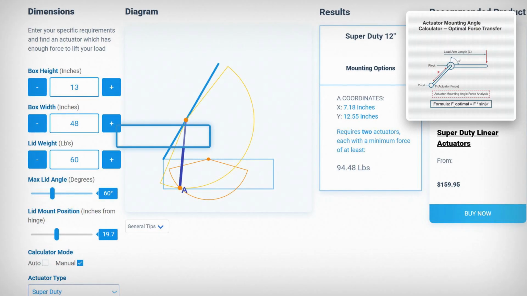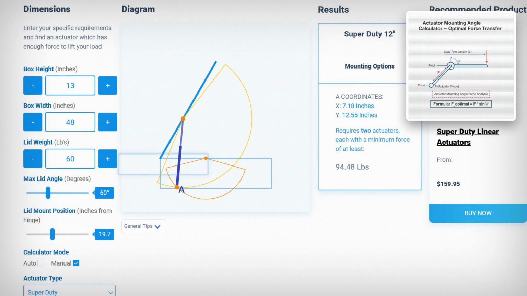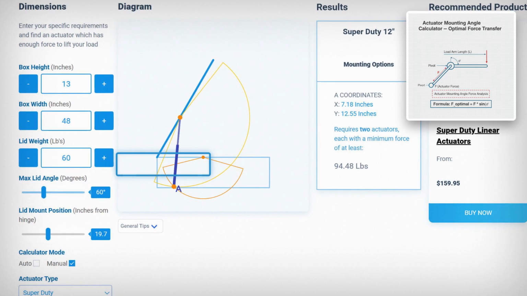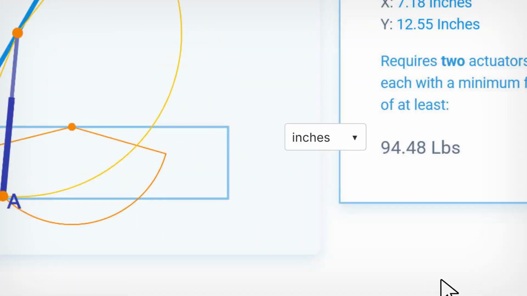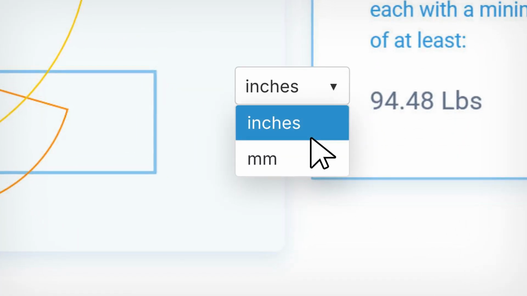Next is the mounting angle theta, where you enter the angle in degrees between the actuator and the load arm. Finally, there's load arm length, which is the distance from the pivot point to where the actuator connects. The drop-down provides inches, millimeters, and centimeters as options, and I'm selecting inches.